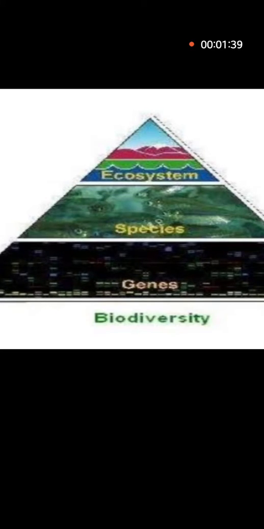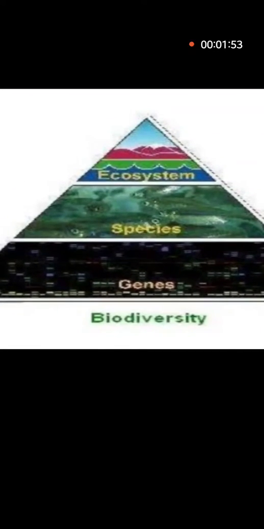The next level is genes. Our body is made out of cells, and the central part of our cells is the nucleus. This nucleus contains chromosomes and chromosomes have genes, and these genes function for transferring the hereditary characters from our parents to the offspring. So we all belong to different genes and we follow family genes. That's genetic diversity.